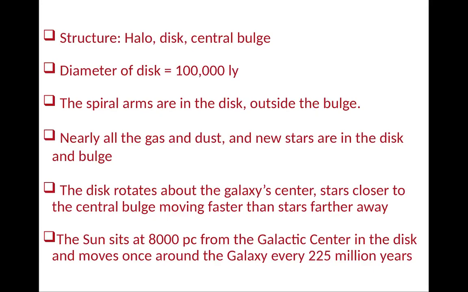The diameter of the disk is about 100,000 light years, about 30 kiloparsecs or so. The spiral arms are in the disk, outside the bulge, near all the gas and dust, and all the new stars are in the disk. The disk rotates about the galactic center. Stars close to the central bulge move faster than stars farther away. And the sun sits at 8,000 parsecs, or 8 kpc, from the galactic center, and moves around once every 225 million years.